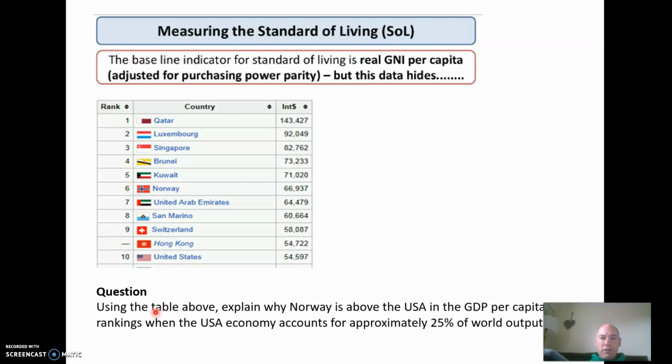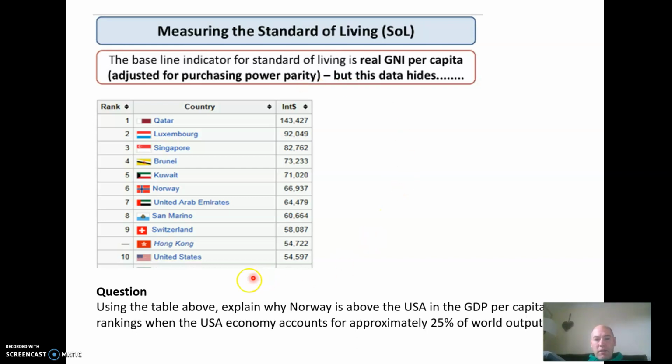Moving on to today's notes, halfway down page 11. When measuring the standard of living, there's some key information that you need to know. We will build towards this idea: real gross national income per head, or per capita, adjusted for purchasing power parity. But the data that you have in front of you hides a lot of things.